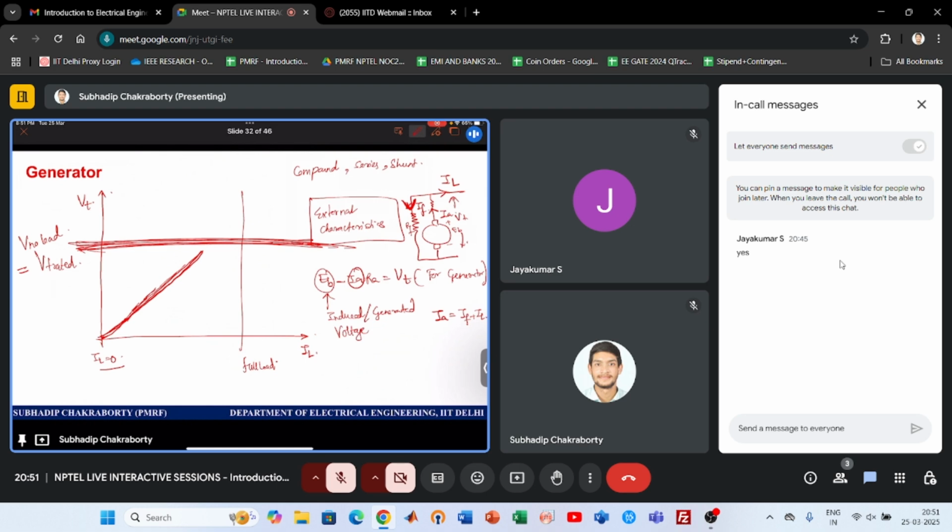So what you can see is that if I write like this, EB is proportional to, so VT let us take, VT equal to EB minus IARA. So as you see, VT and IA are related like this.